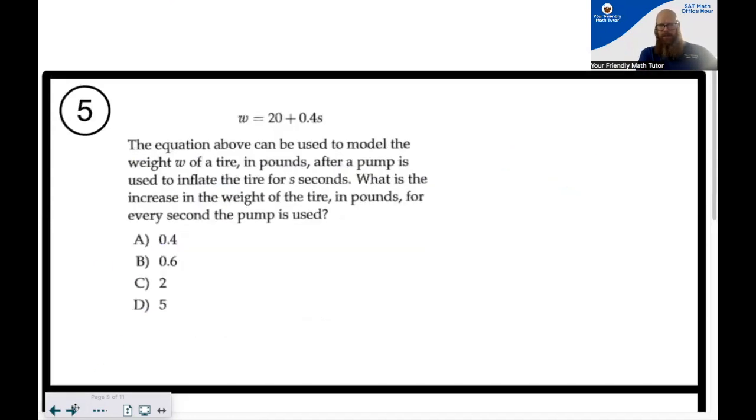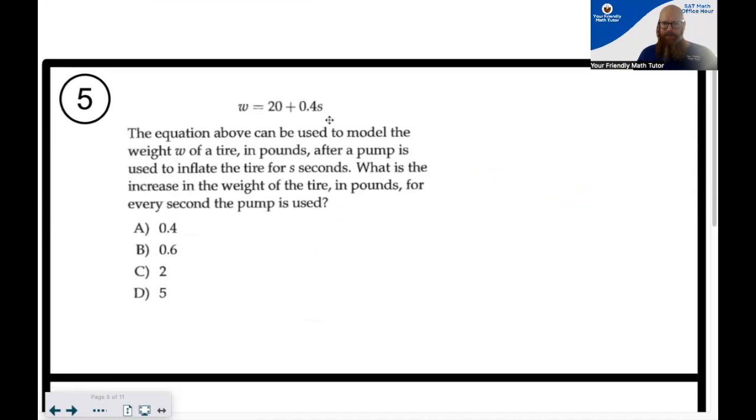All right, let's keep going. So again, we have another one where we just have an equation. And what is the increase in weight of the tire for every second the pump is used? So again, they're asking about the increase. That's the slope. Now the slope is 0.4.